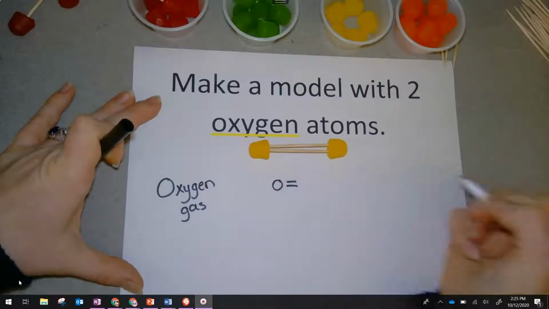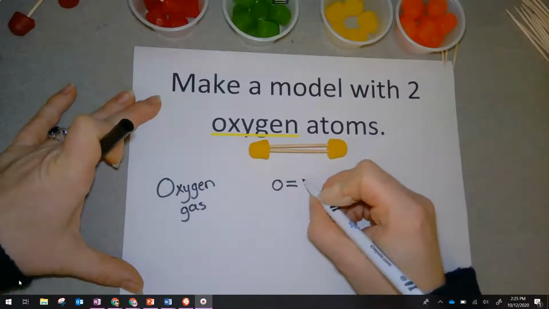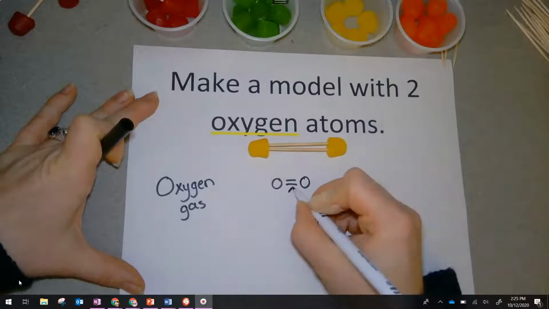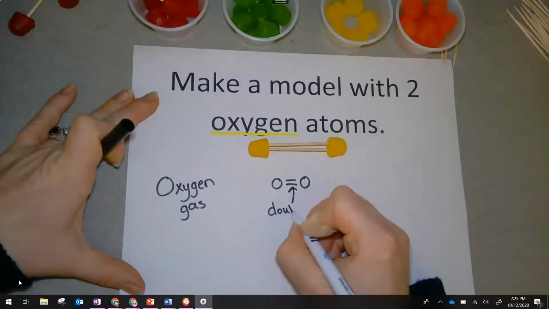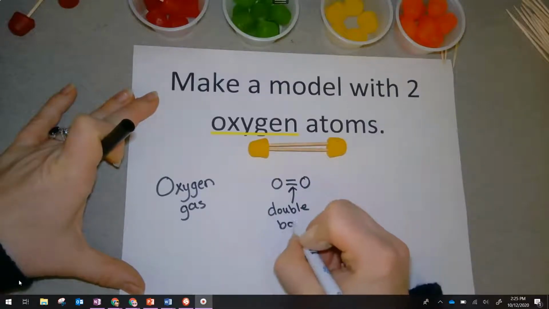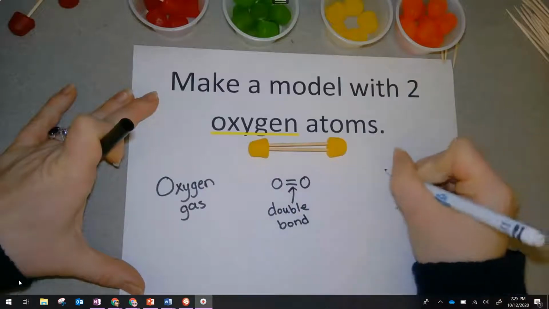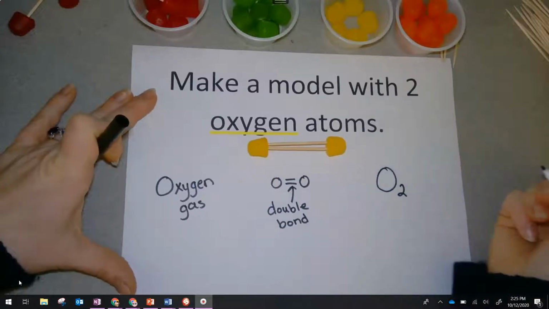And we draw our oxygen atoms with the two lines to represent the two bonds. This is called a double bond. And our formula is O2.